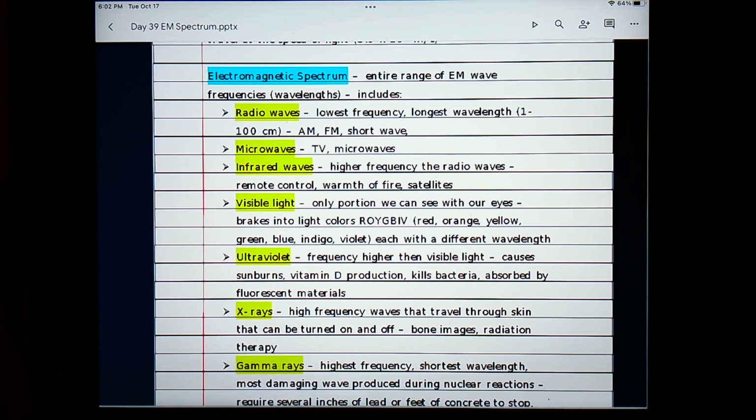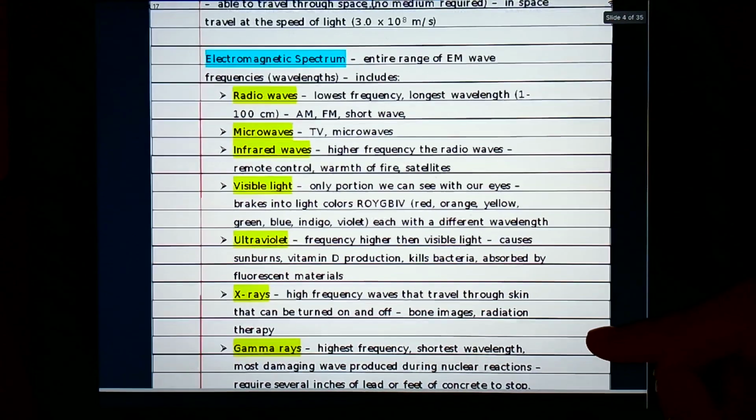For right now, you should know that if you have a high frequency, what should you have? You should have a short wavelength. High frequency means it's going to come a whole lot faster, so therefore it's going to have a shorter wavelength, okay? So we're going to go through these here.